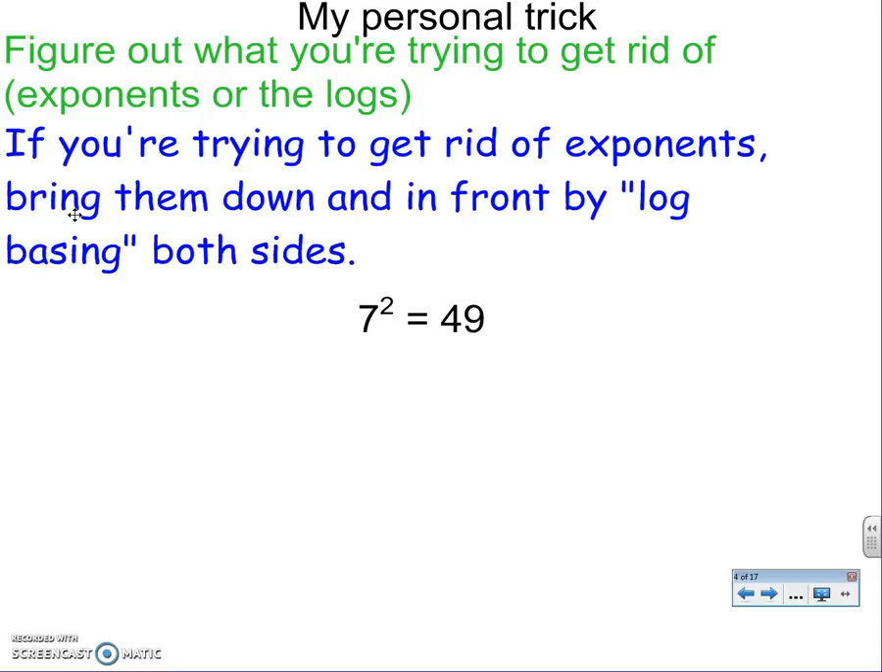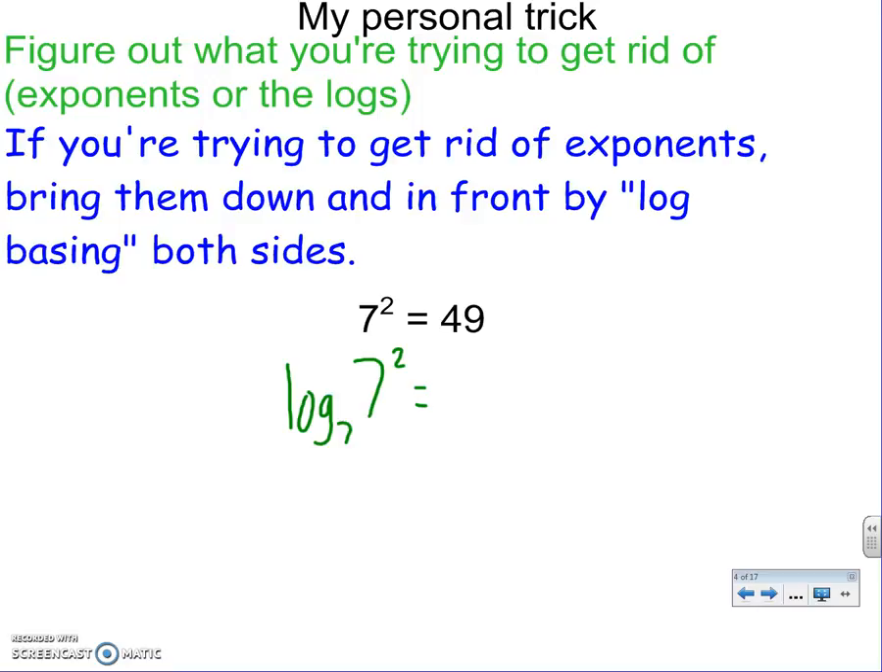You're trying to either get rid of exponents or logs. You're trying to get rid of exponents. You're going to bring them down into the front by taking the log of both sides. What I mean by this is you have 7 squared, with the exponent 2. I'm trying to get rid of that, so I want to get rid of the exponent. I'm going to take the log of both sides, with base 7.